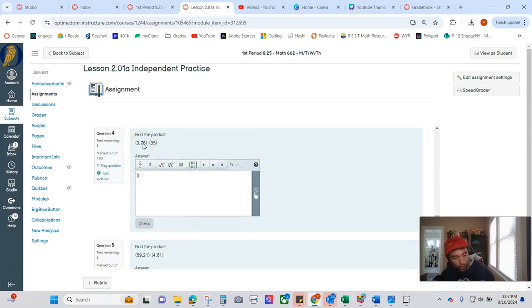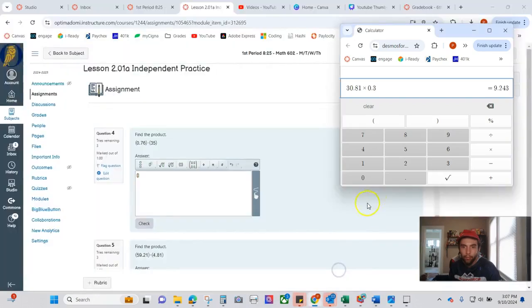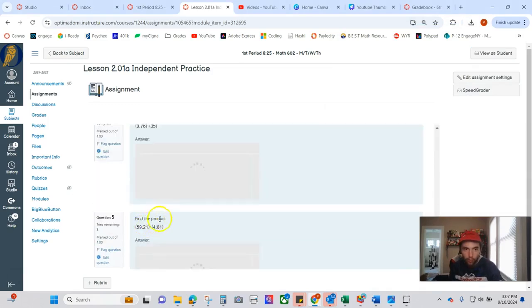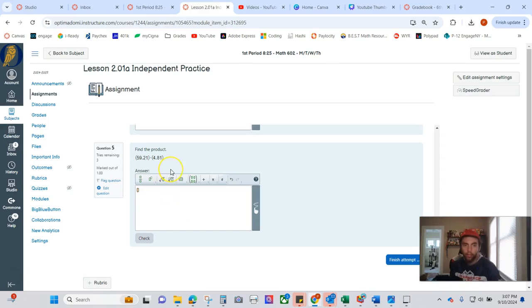Question 4. I'm not going to show how to do the standard algorithm for multiplying decimals for this question. If you want a step-by-step for how to do the standard algorithm multiplying decimals, go back and watch question 1. All 6th graders in the state of Florida are allowed to use a calculator, so I will be showing how to solve this question with the state-approved online calculator. Let's type in 0.76 times 35, 26.6. And check. Correct.